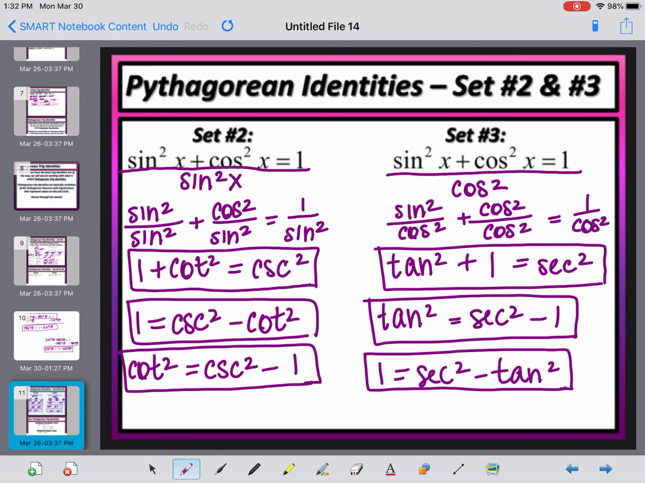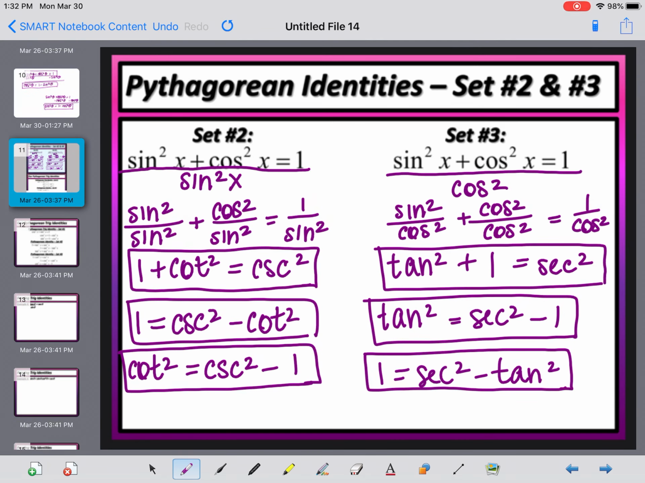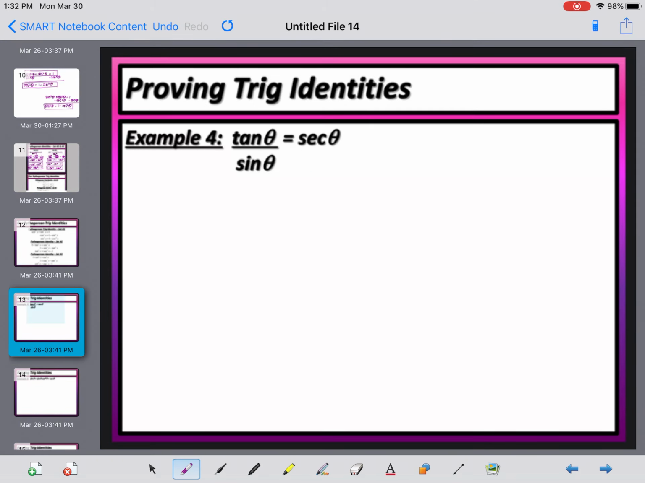Okay, now I won't hold you responsible for how we came up with these 3 sets of equations, but you do have to be able to apply these 3 sets of equations into problems. Okay, so let's look at a few more problems that maybe now involve Pythagorean identities.